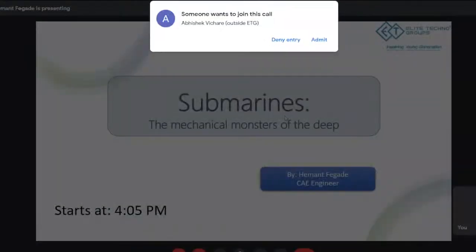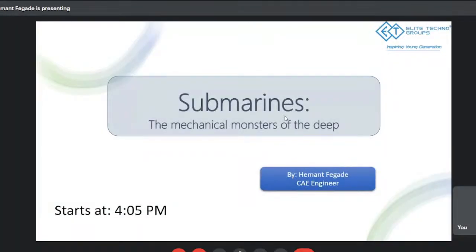Before I talk about submarines and the general idea of what it is, I want to know from your end, if anybody can unmute themselves and explain what is a submarine, that would be great. It can be anything. You can talk about whatever you know. What do you mean by a submarine? Like what it is?